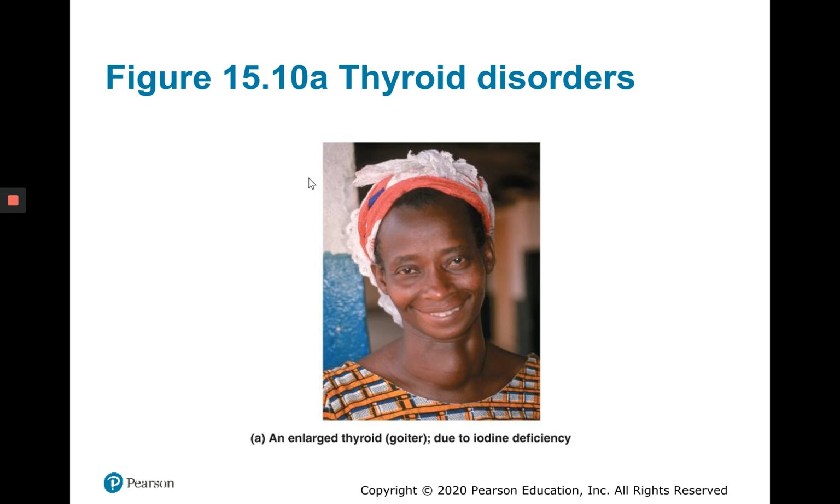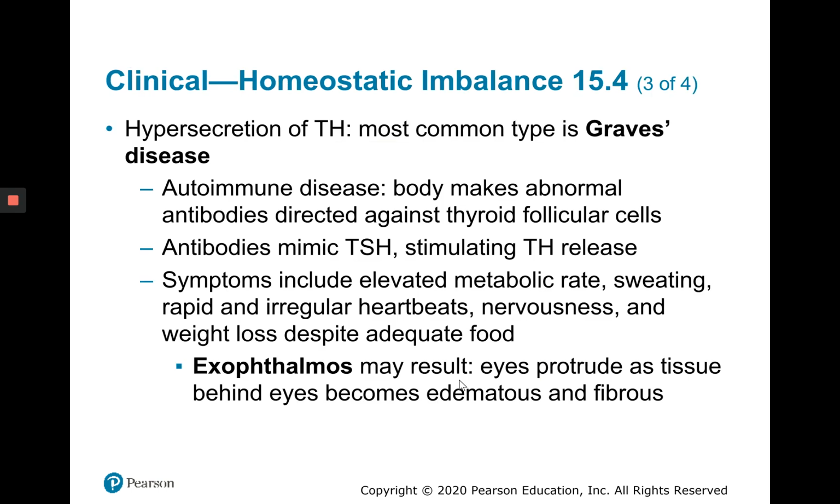Here in figure 15.10a, we can see a goiter. So that is a mucus swelling caused by a lack of iodine, caused by the overproduction of thyroglobulin, and the swelling of the thyroid gland.